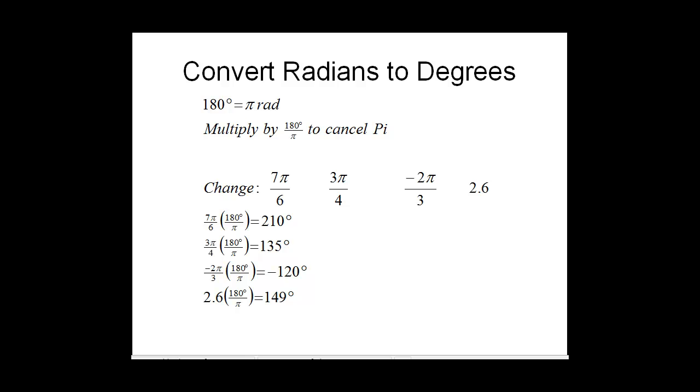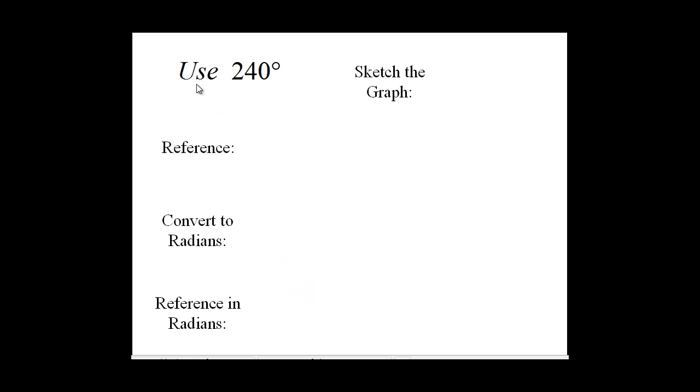Now, when you're working in WebAssign, they're going to say things like use 240 degrees, sketch the graph, find the reference angle, convert it to radians, and find the reference angle in radians. So let's go through that. Suppose you want to sketch the graph of 240. Well, 240 is going to start at 0 and go all the way around. 240 is in the third quadrant, so you're looking at somewhere over here, past halfway. The reference angle, 180 from 240, is 60. 240 minus 180 comes out to be 60.